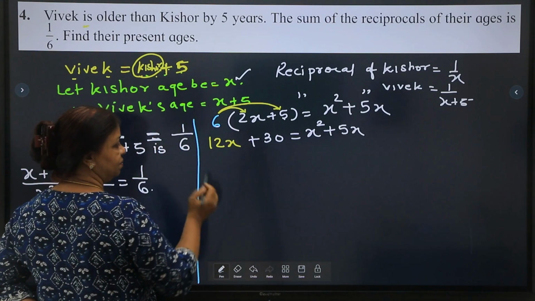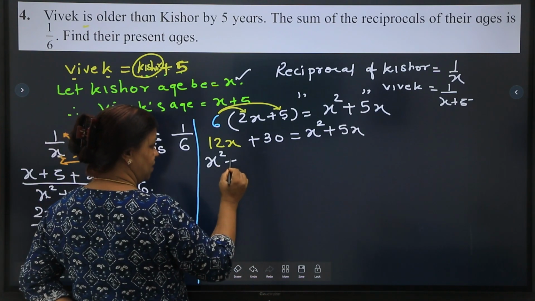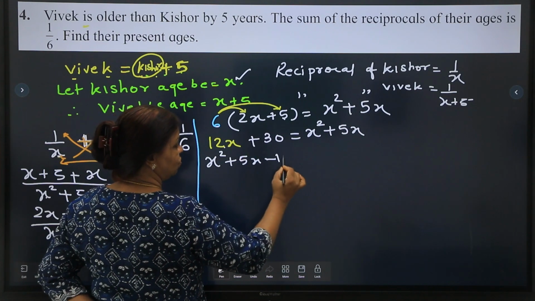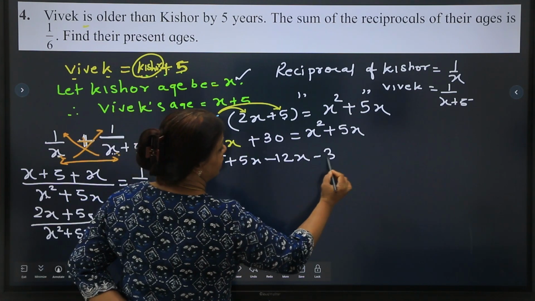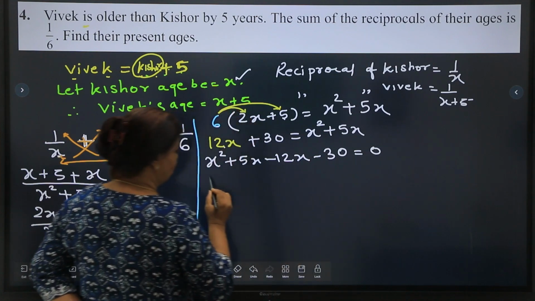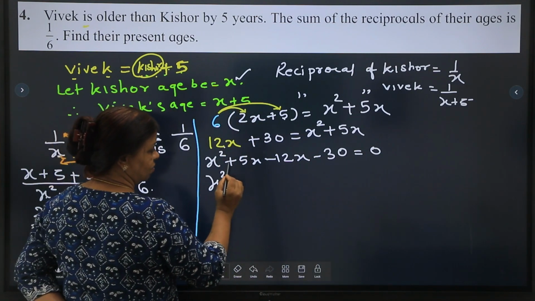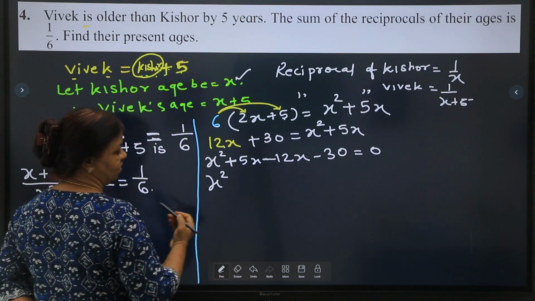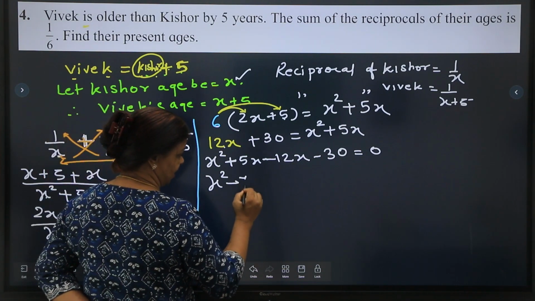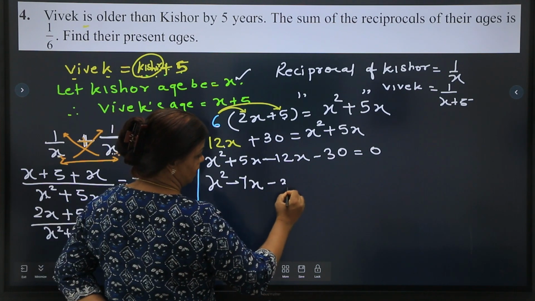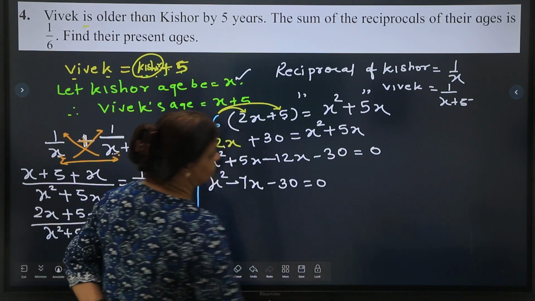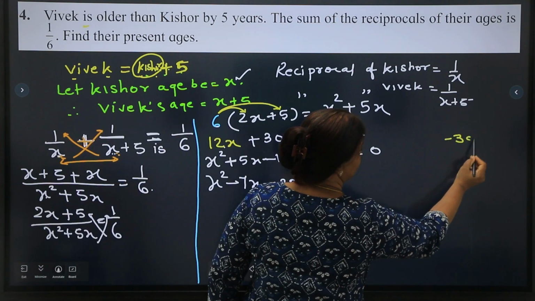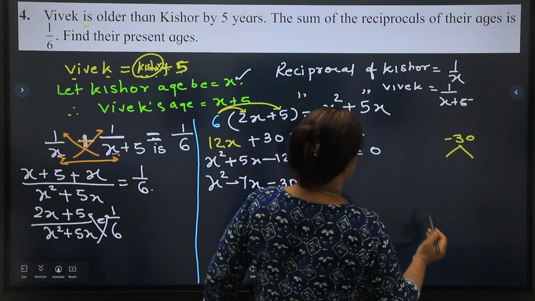Now what do we get? X square plus 5x, I am going to shift every term this side, minus 12x minus 30 is equal to 0. So x square plus 5x minus 12x, that is minus 7x, minus 30 is equal to 0. Now we will be bifurcating the third term. We have minus 30, bifurcate it to get the middle term.